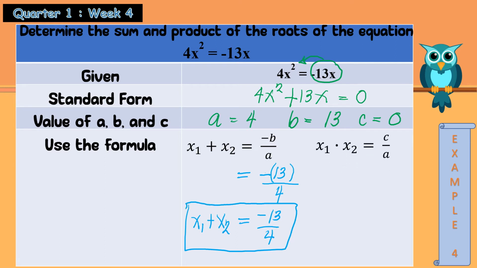Then for the product, we use our formula c over a. So the value of our c here is 0, and our a is 4. So simply, the product of our example number 4 quadratic equation is equal to 0. Okay, so these are the sum and the product of the roots of our quadratic equation, example number 4. That is on how we just simply determine the sum and product of the roots of the given quadratic equation.